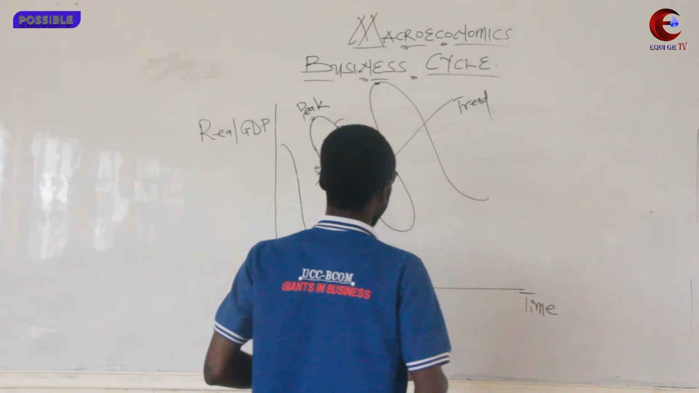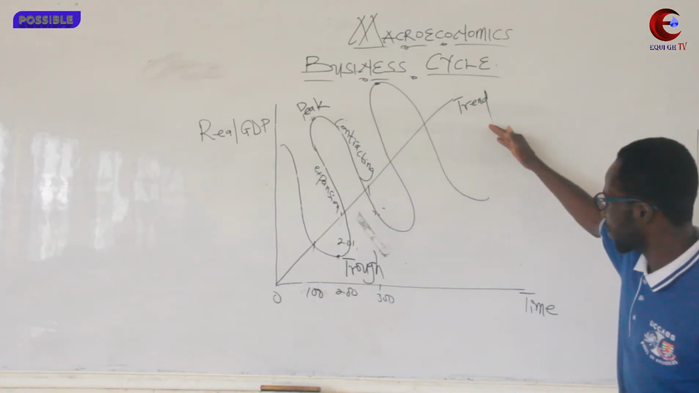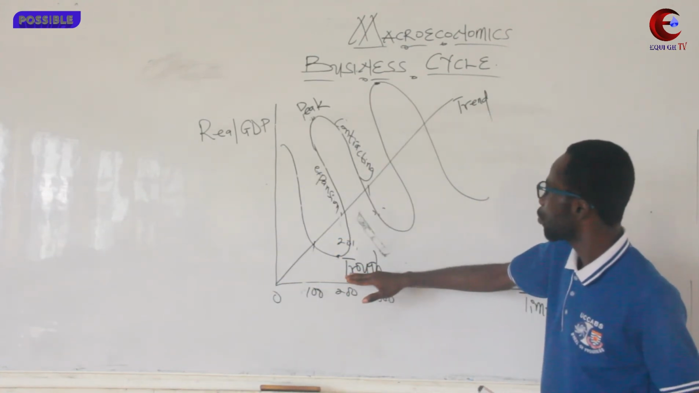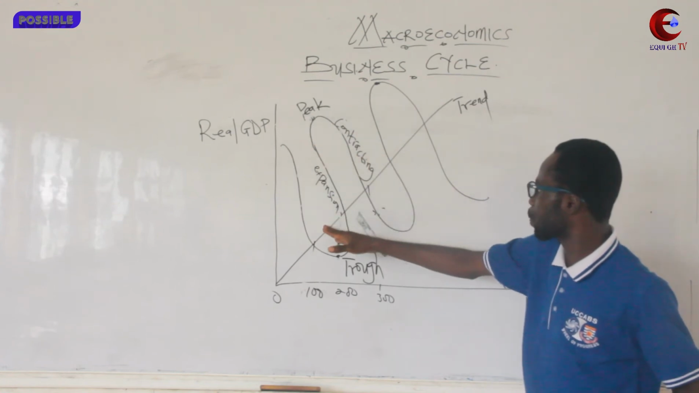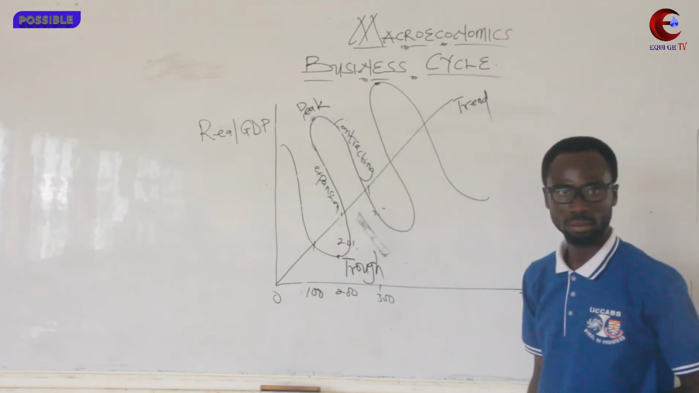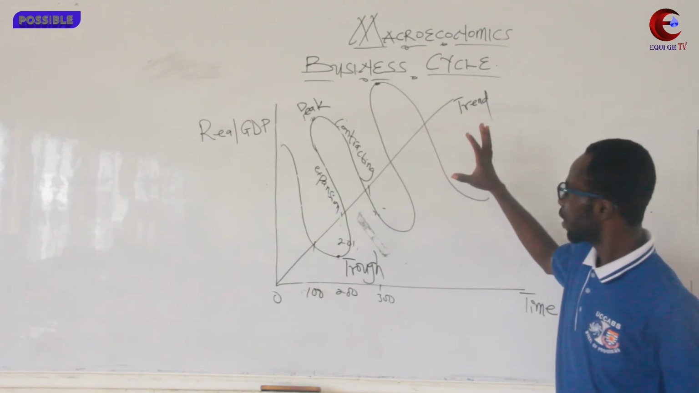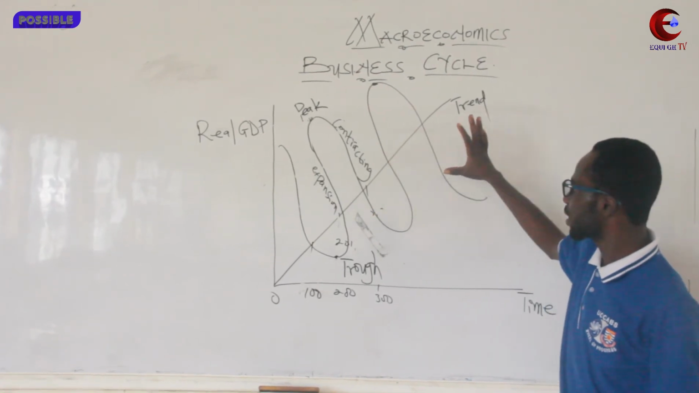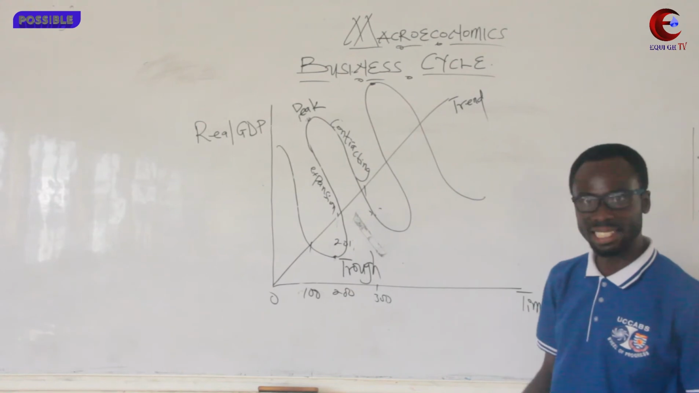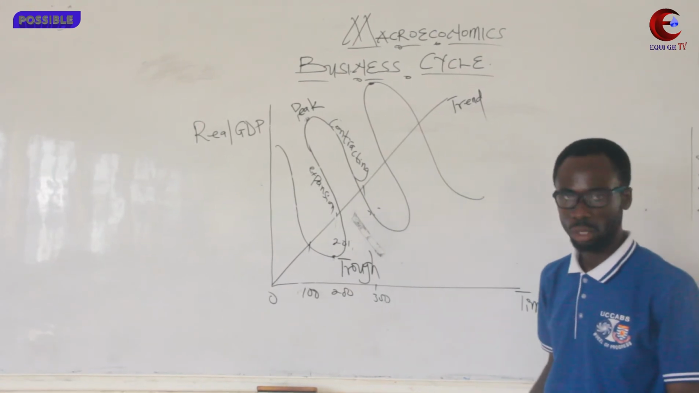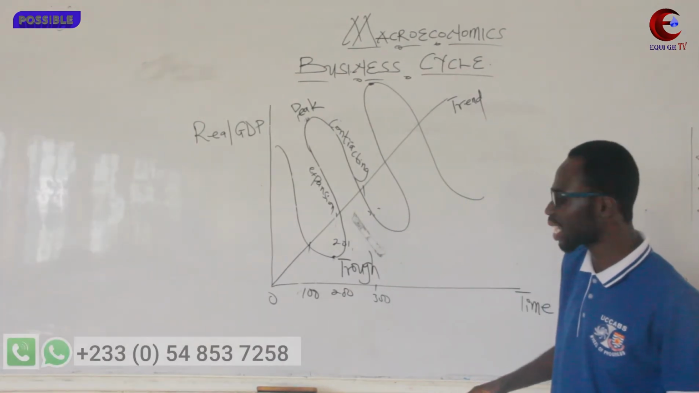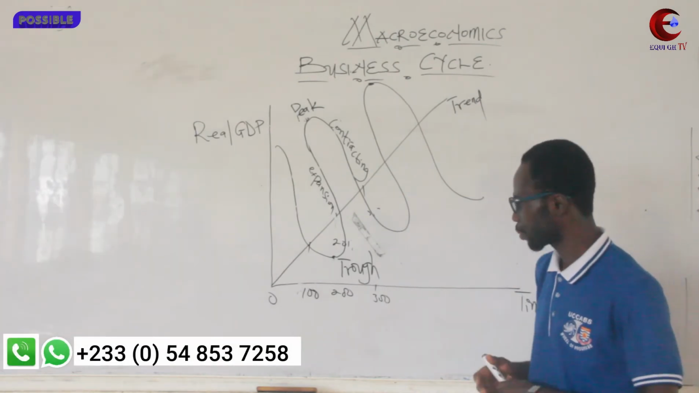Nice one. And then we have the trend. So we have trough, we have peak, we have expansion, we have contraction. These are the thematic ingredients that must be in the business cycle. So let us look at them one after the other and then explain them well.